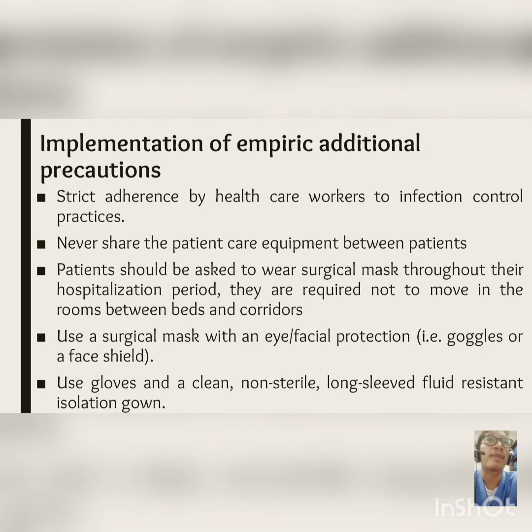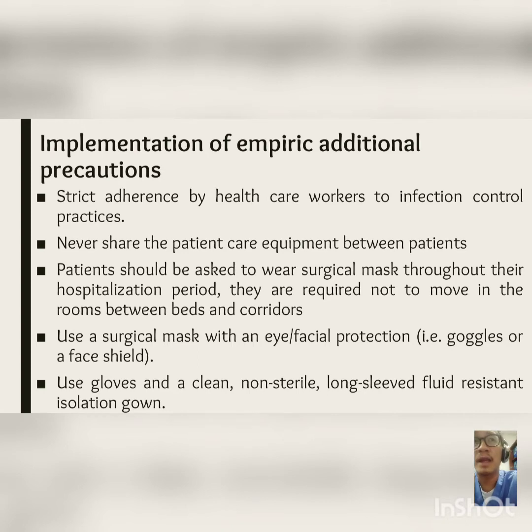Third, patients should be asked to wear surgical masks throughout their hospitalization period. They are required not to move in the rooms between beds and corridors. Use a surgical mask with an eye or facial protection like goggles or a face shield. Use gloves and a clean, non-sterile, long-sleeve, fluid-resistant isolation gown.